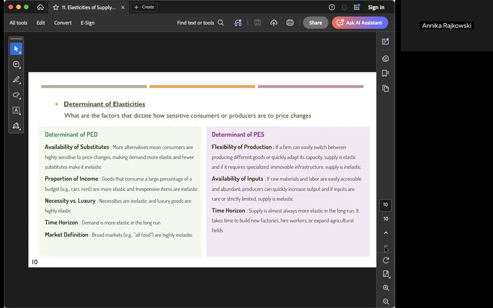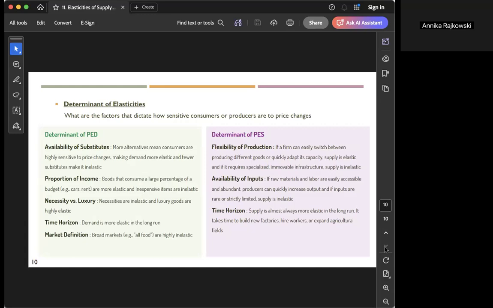So the first one is flexibility of production. Can producers easily change output? If the answer is yes, supply is elastic, and if the production requires highly specialized facilities or something like that, we call supply inelastic. And the second important thing is availability of inputs. This is also related to constraints. Can firms easily obtain labor and raw materials? If inputs are abundant, supply is of course going to be more elastic. But on the other hand, if inputs are scarce, supply is less elastic.